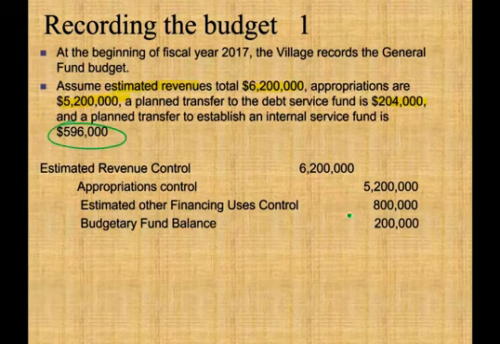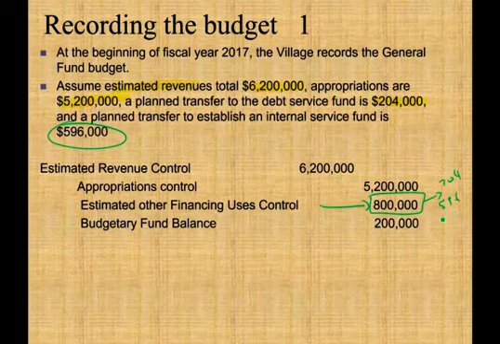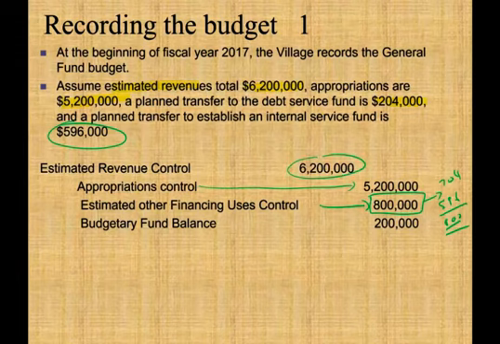We're going to look at it later on when we do the interfund transfer. That's why it's combined with this 800,000. So this 800,000 is the 204 plus the 596. Okay, so what does that mean? It means we estimate to generate revenues of 6.2 million, expenditure, to use the appropriate term, 5.2 million. Estimated other financing, we're going to transfer 800,000. And basically, if everything works as well, we're going to have an increase in the fund balance of 200,000.